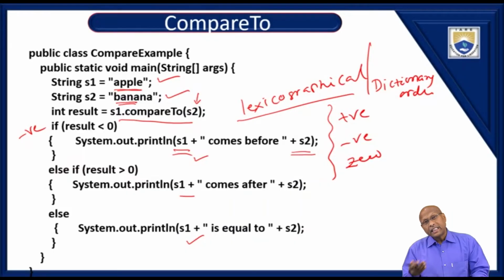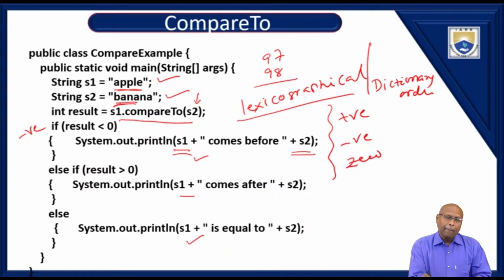But internally in the system, how will it check? It will check with their Unicode value or ASCII code value. Based on the value, it will compare. Actually, internally it stores as per the code value. A means, what is the code? A is 97, because it is lowercase a. B, as in banana, is 98. It will compare these two values: 97 minus 98.